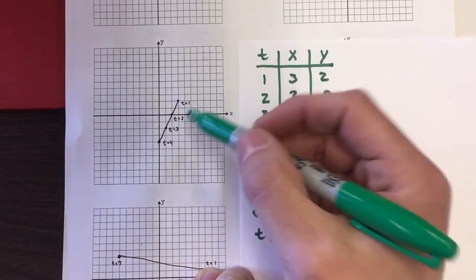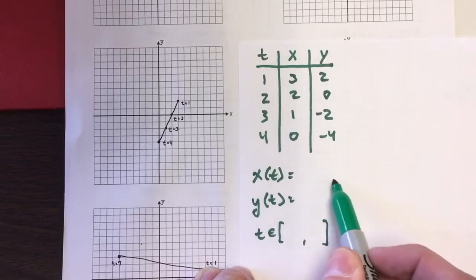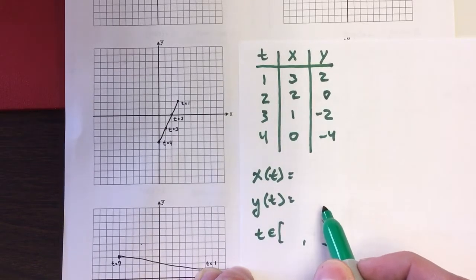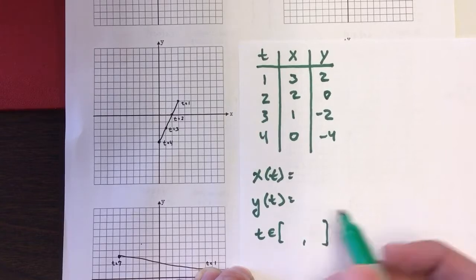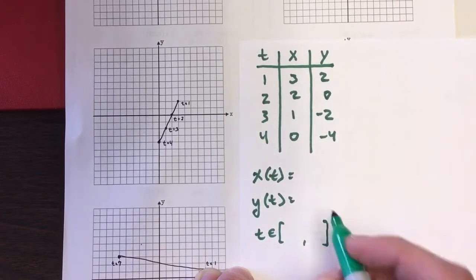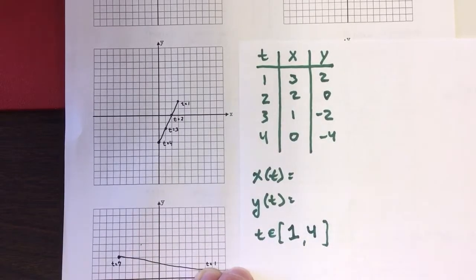Well, we can see that's really a line, so we're going to have a linear equation like y equals mx plus b. What's our interval for our time? 1 to 4. 1 through 4. So t begins at 1 and ends at 4. t takes on all values, is an element of the set 1 to 4.